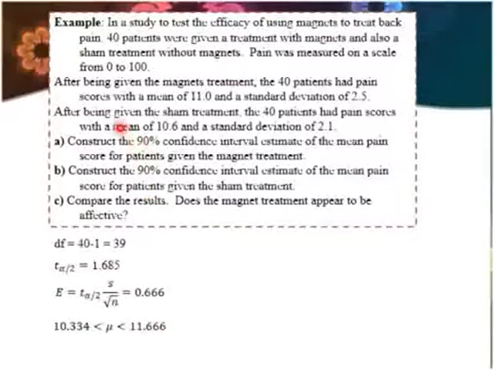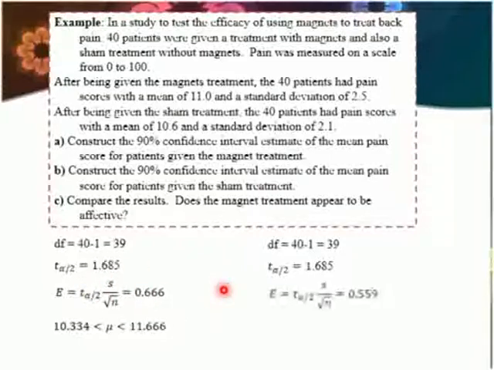So let's do the same thing for these folks who were given the sham treatment, who reported a mean of 10.6 and a standard deviation of 2.1. Well, they're going to have the same degrees of freedom and the same critical t-value. The margin of error will be different because standard deviation is different. So they have a margin of error of 0.559. Now taking that margin of error and adding and subtracting it to their mean, that is the mean of 10.6, we get an estimate of the population mean to be 10.44 to 11.559.